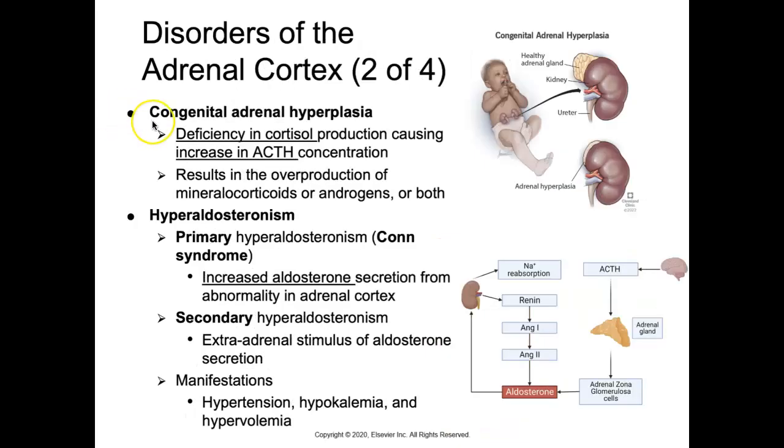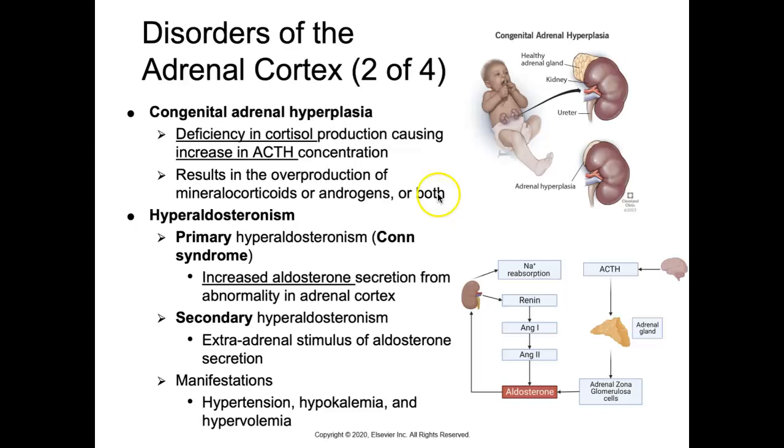Next up, we have congenital adrenal hyperplasia, which we have a deficiency in cortisol production that then kind of causes the body to want to increase ACTH concentration to try and stimulate that release of the cortisol. This usually results from an inherited deficiency of an enzyme that is critical for the cortisol biosynthesis. And so affected infants may result in an overproduction of mineralocorticoids and androgens, or both.